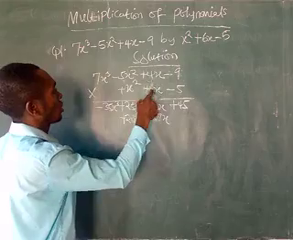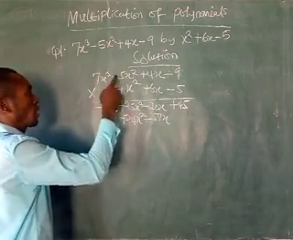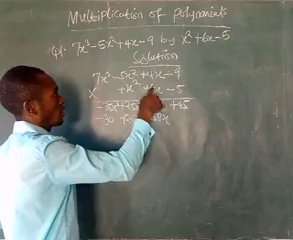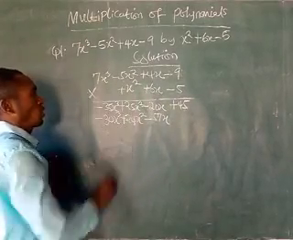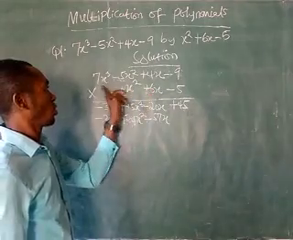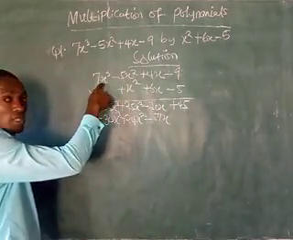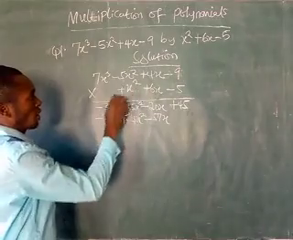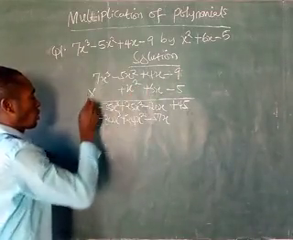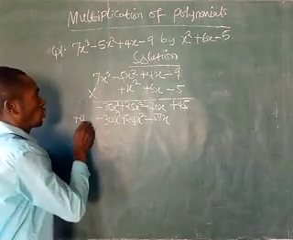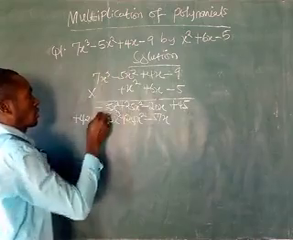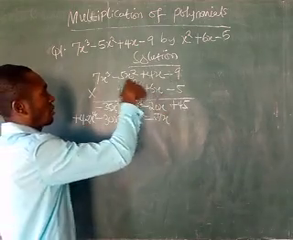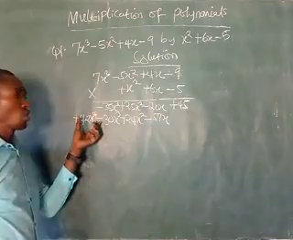Plus times minus gives minus. 6 times 5, we have 30. x times x squared, we have x cubed. The next one, we're using this to multiply plus 7x cubed: plus 6x times plus 7x cubed. 6 times 7 is 42, and a plus times a plus is plus 42. x times x cubed, I'm going to have x raised to the power of 4, because x times x cubed is x to the power of 4.